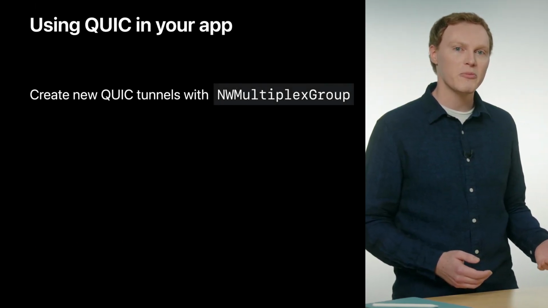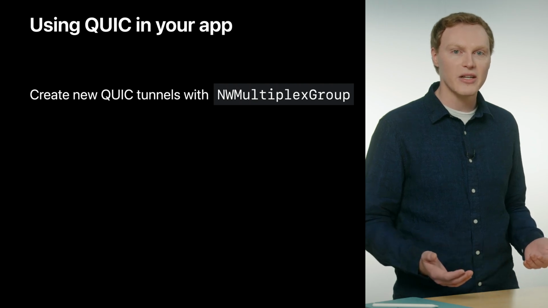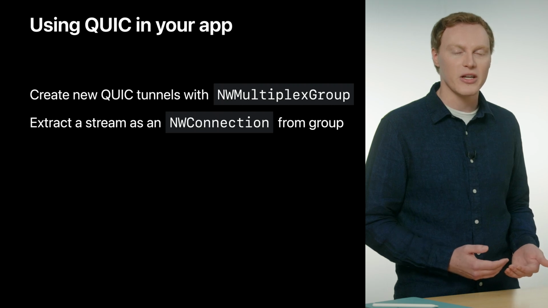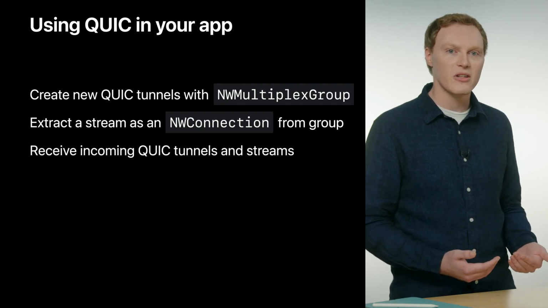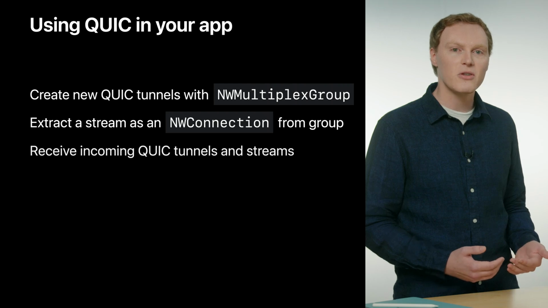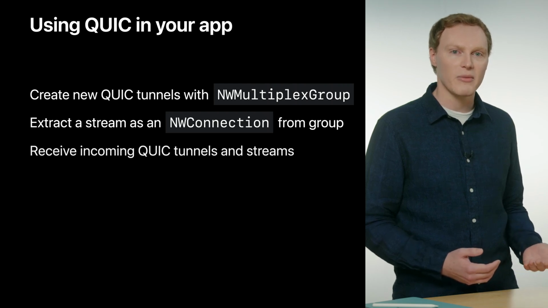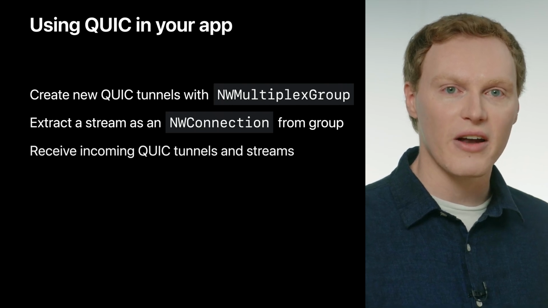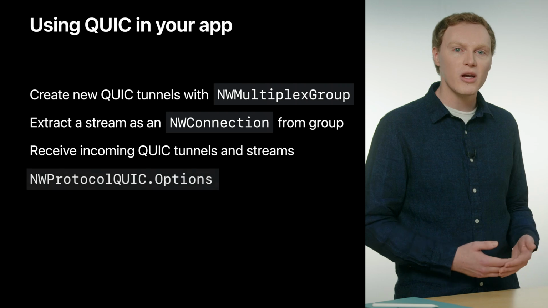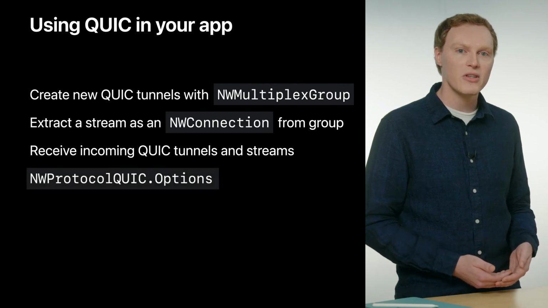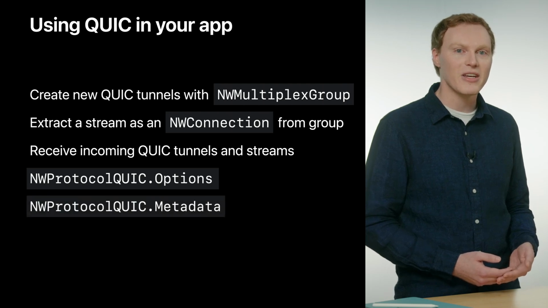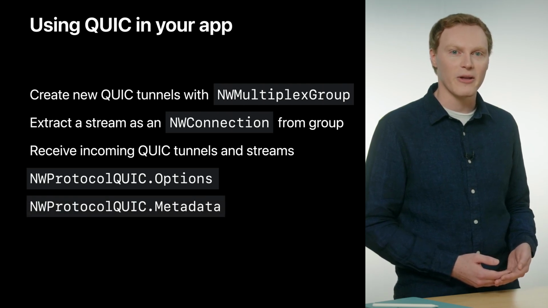So we've just explored how we can use the new NW multiplex group type to create and manage QUIC tunnels. And from that group, create individual NW connections for each QUIC stream. We can use an NW listener to listen for incoming tunnels, and use the resulting connection groups to receive new incoming streams. On those streams, we can send and receive data just like on any other connection. And we can use QUIC protocol options to specify transport parameters and configure streams, while using QUIC protocol metadata to inspect the streams and communicate QUIC-specific information to the remote endpoint.